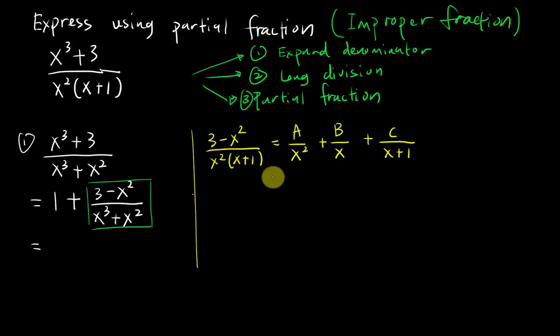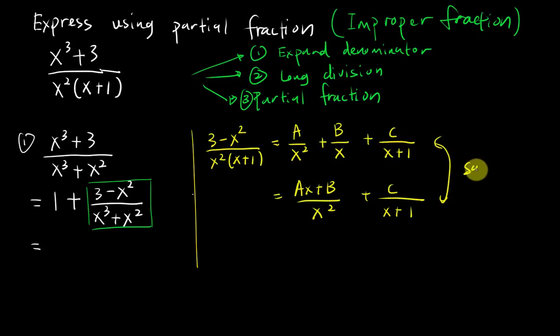Some students might remember that if you see x squared, you can write ax plus b over x squared and then plus c over x plus 1. Actually, these two methods are totally the same. You can use either one, and you should get the same answer. In this case, since it is only x squared, the first one is slightly easier. So why do I say both of them are the same?